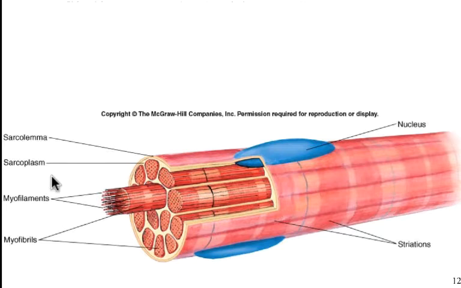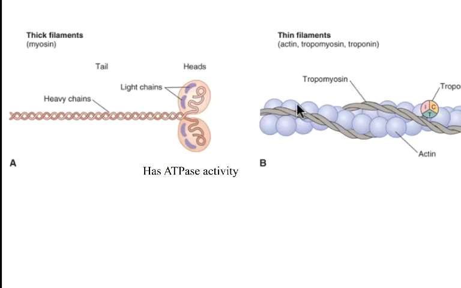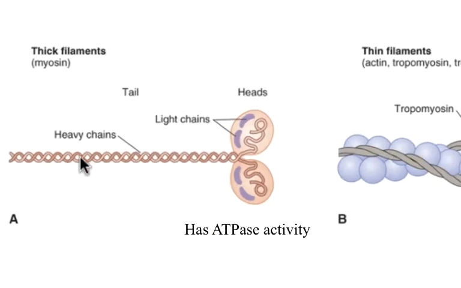Myofilaments itself is composed of two components: thick and thin filaments. This is my thin filament, and this is my thick filament. Thick filament is composed of a protein called myosin. As you can see, one molecule of myosin is composed of one tail and two heads. The head of the myosin has ATPase activity. That means the head of the myosin can break down ATP.